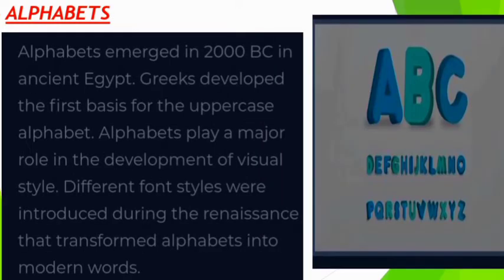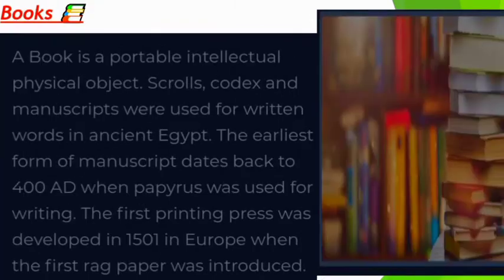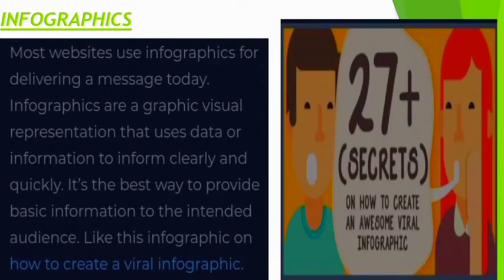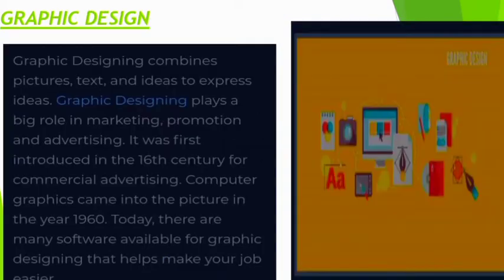Alphabets. Alphabets have played a major role in the development of visuals. Books. Books are portable intellectual physical objects. Statistics and data visualization. Data visualization is great in the study of different types of data. Infographics. Infographics use graphics to represent information quickly and clearly. Graphic designing. Graphic designing is used in the field of marketing, promotion and advertising.